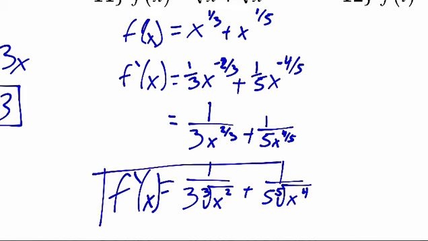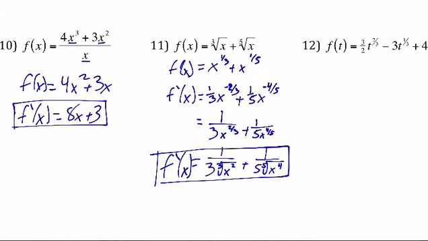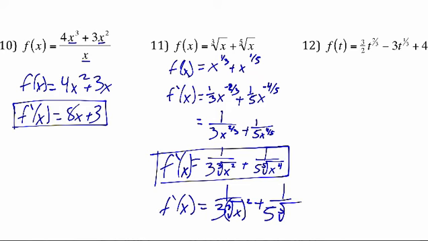Now again, I mentioned this in the previous example, when we're dealing with radical signs, you can also put that exponent outside of the root. So it would be 1 over 3 times the third root of x, that whole thing squared, plus 1 over 5 times the fifth root of x, that part there to the fourth. It does not make a difference. It's just kind of preference of format.